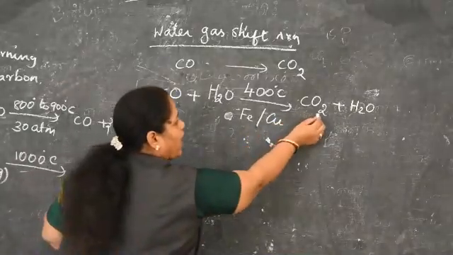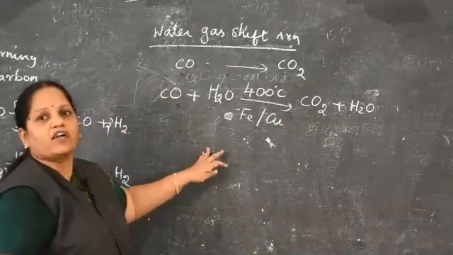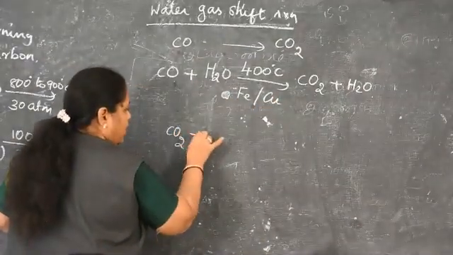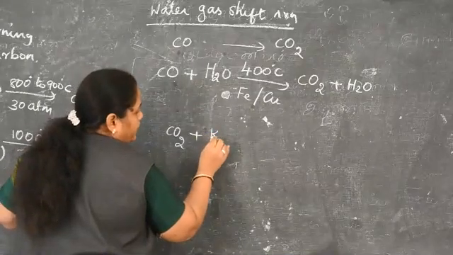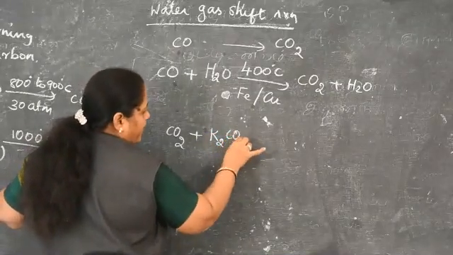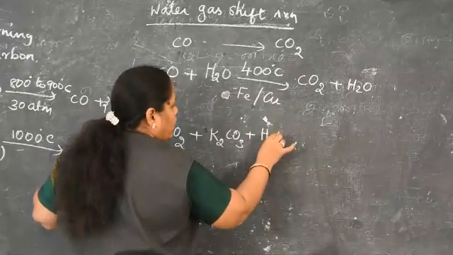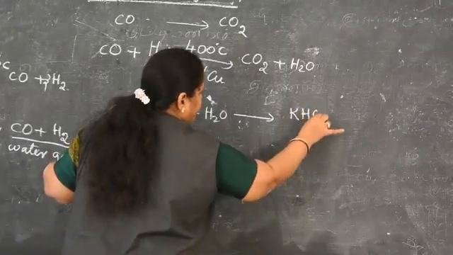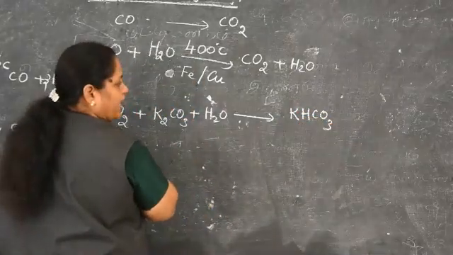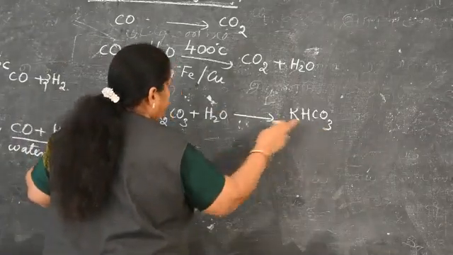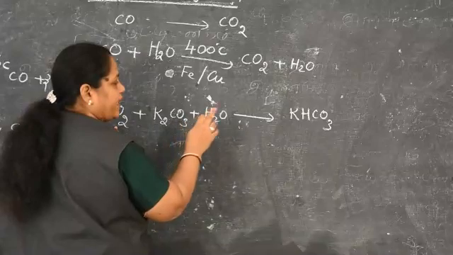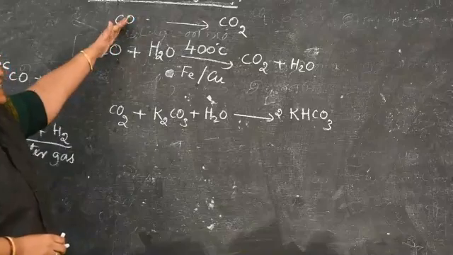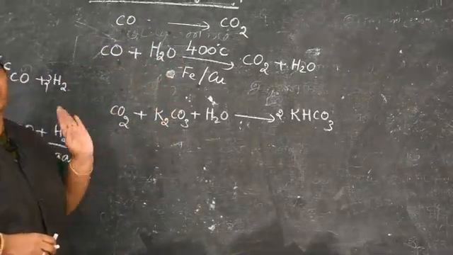The formed carbon dioxide is absorbed in an aqueous solution of potassium carbonate. The formed carbon dioxide is absorbed when treated with potassium carbonate solution. That's why I add water. It is converted into bicarbonate. The obtained carbon dioxide is further converted in the form of solution on treatment with potassium carbonate solution. This kind of reaction is called the water gas shift reaction.